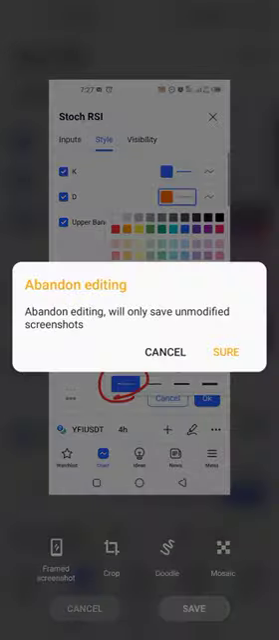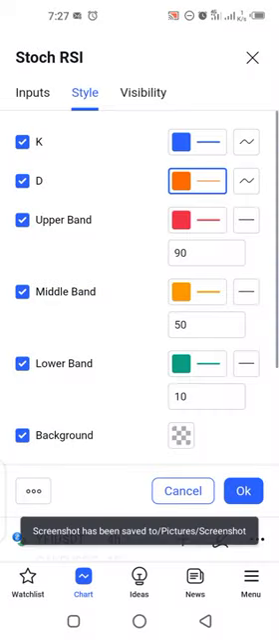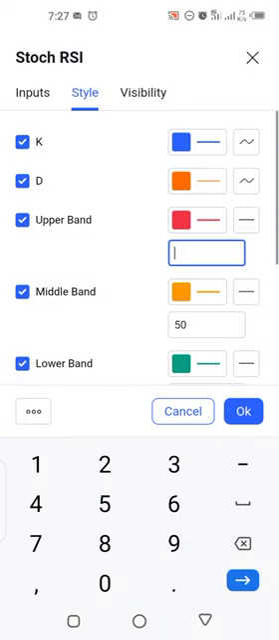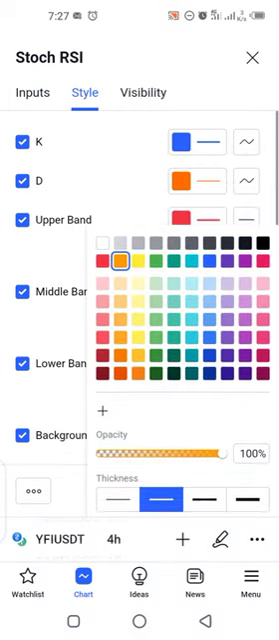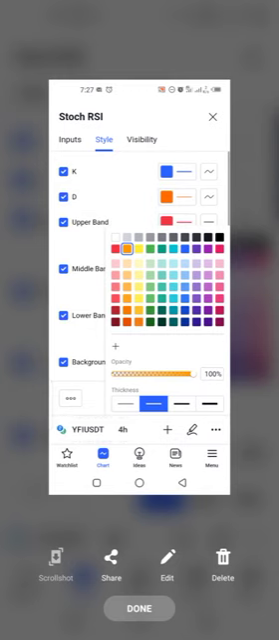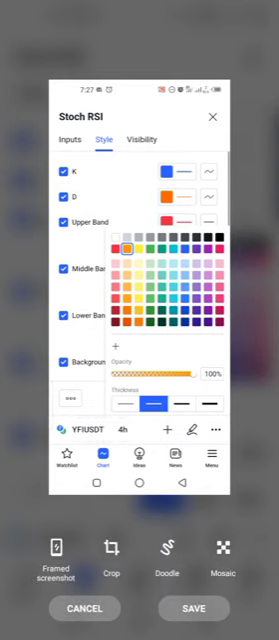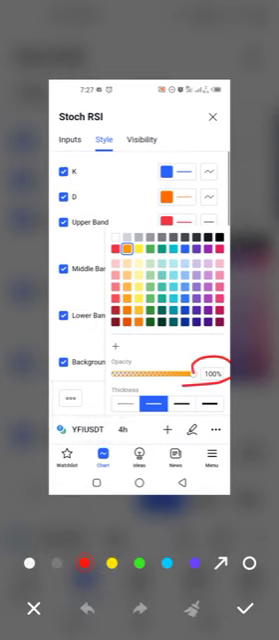Where there is 80, you put 90. Then let's go to the middle band color here. Once I take the screenshot, like you could see, the opacity is 100, and the thickness is here.